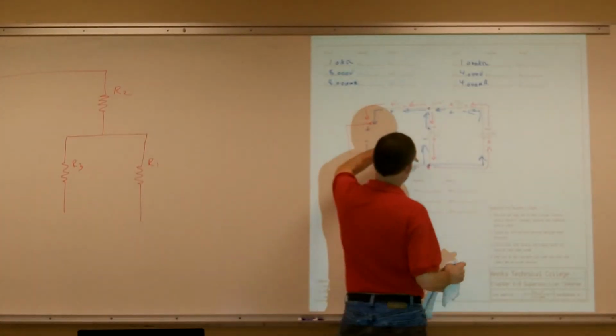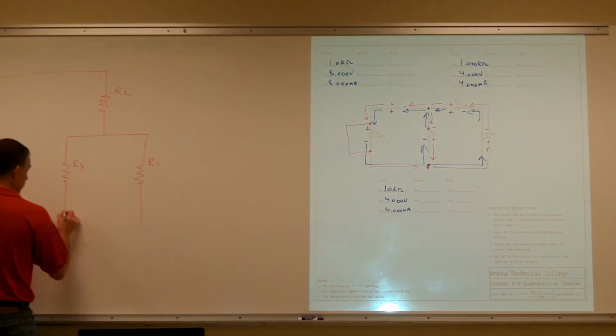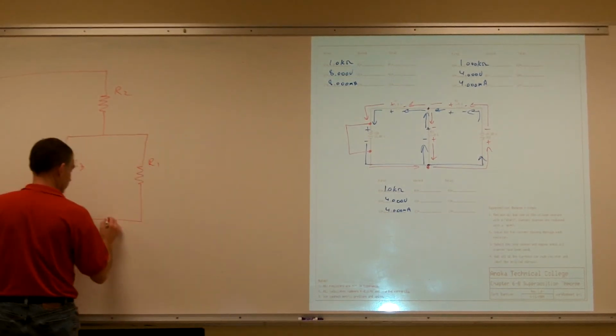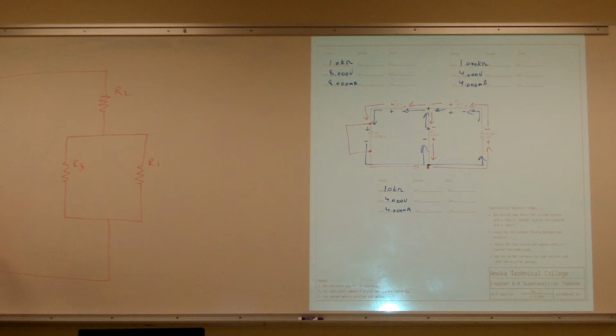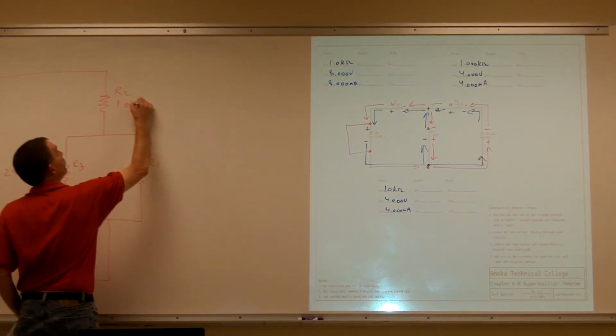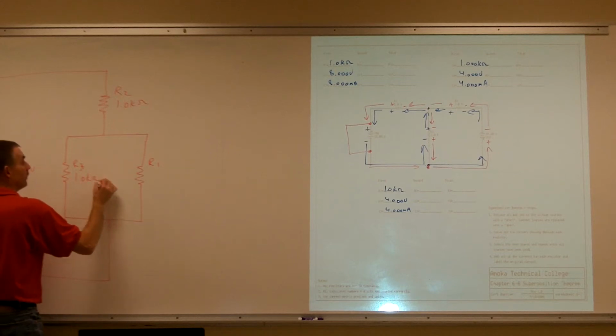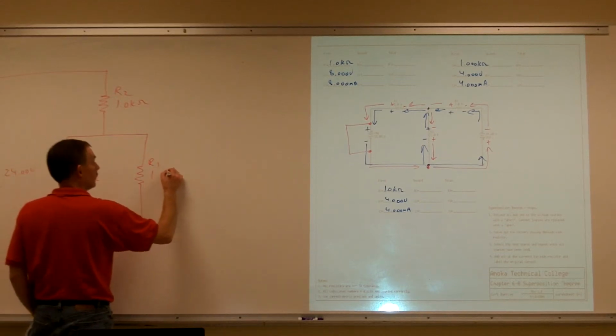And then those two currents are going to combine and go back into the positive side of my source. Okay, we have a 24 volt source. R2 is 1 kilo ohm, R3 is 1 kilo ohm, R1 is 1 kilo ohm.